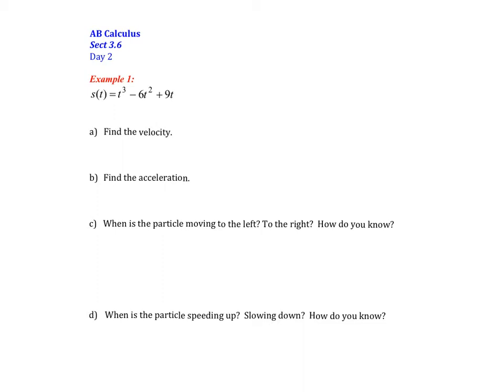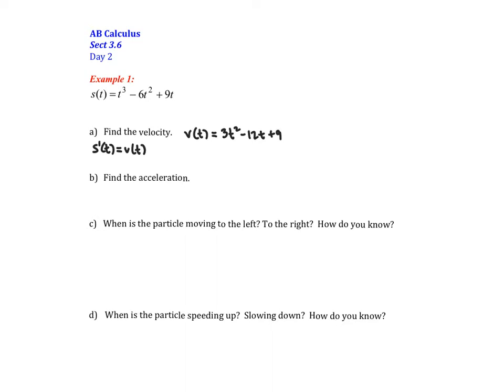All right, part A says find the velocity. Well, the velocity is equivalent to the derivative of the position function. So v of t will be equal to the derivative of s of t. Therefore, v of t, using the power rule, would be 3t squared minus 12t plus 9.